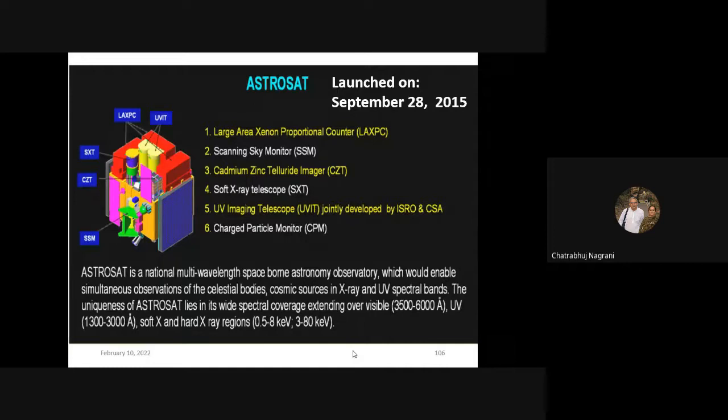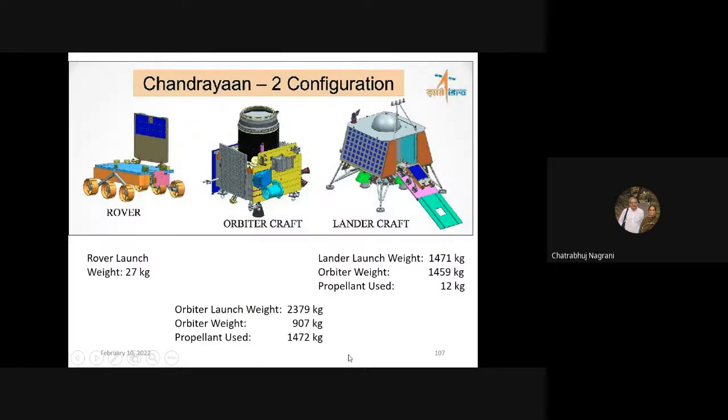Then we have AstroSat. This is an astronomical satellite, a multi-band satellite. You can see the different types of bands. Then we have Chandrayaan-2. It had an orbiter, a lander and a rover. Of course, the lander and rover were not successful, but the orbiter is still orbiting and doing a better job than the Chandrayaan-1 orbiter.